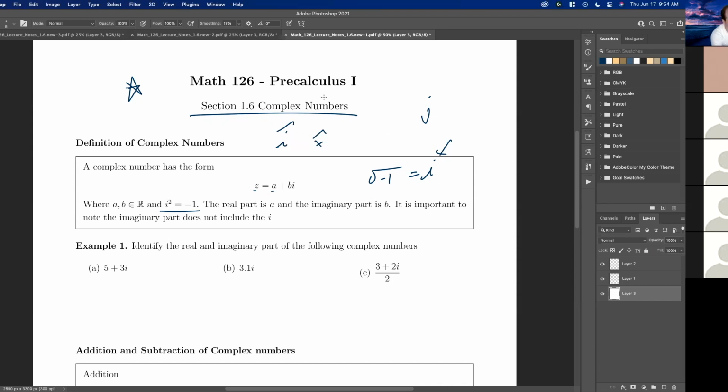So one thing to be very careful for when you move forward in your college career is to pay attention. What does the notation mean? Because it'll mean different things from book to book and from class to class. So just be very careful.